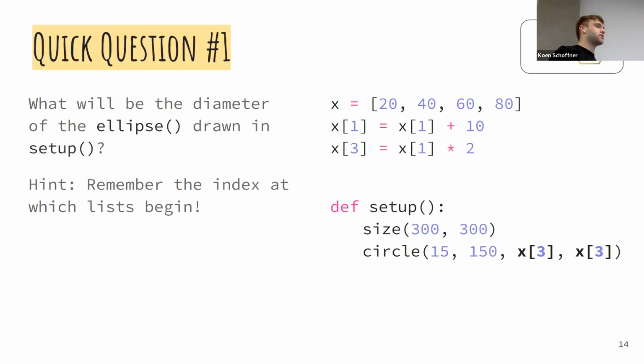So this will be our first question. Everyone get onto Top Hat when you're ready. What will be the diameter of the ellipse drawn in setup? So if we have x as this list of integers, we have x1 is equal to x1 plus 10, then x3 is equal to x1 times 2. What will be the diameter shown here?